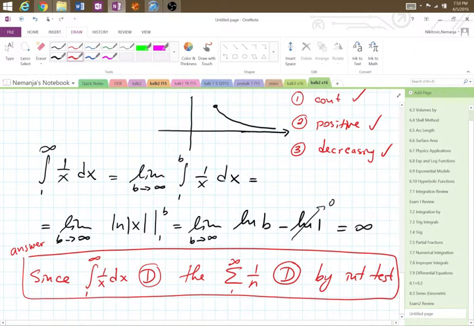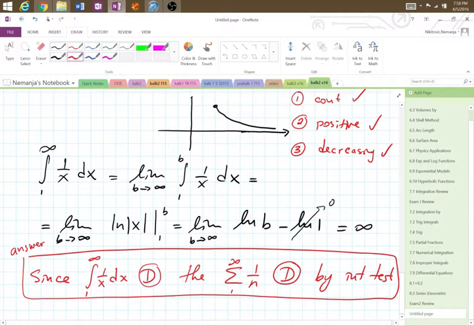Now, the lower limit could be 1 if the series starts at 1, could be 2, could be 5, could be any number to start at the bottom. But the top limit, the upper limit, will always be infinity. So you will always have the improper integral there. You will always have to go through the limit procedure to solve this, and so on.